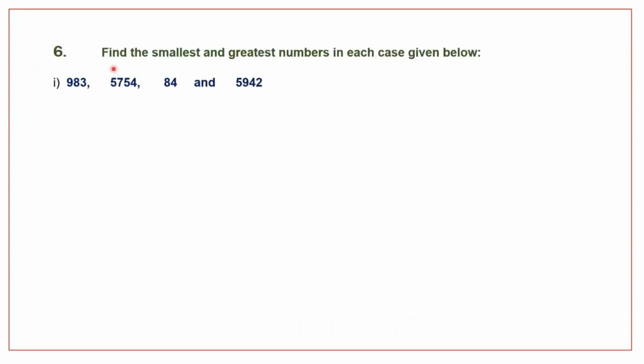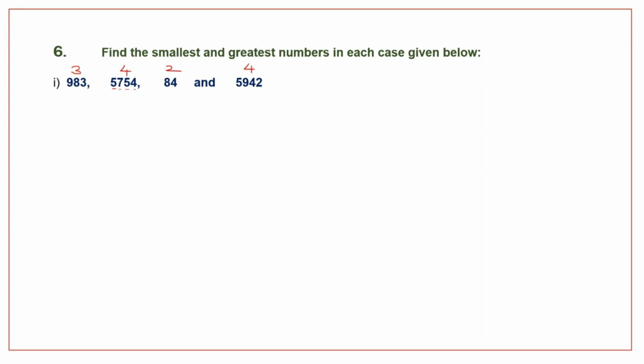Question 6. Find the smallest and greatest numbers in each case given below. So here we've been given 4 numbers. We have to look for the smallest number among these and the greatest number. So this is quite simple, isn't it? All we have to do is count the number of digits. So as you can see, the first number here has 3 digits. The second, 1, 2, 3, 4, 4 digits. This one has 2 and the last one has 4.